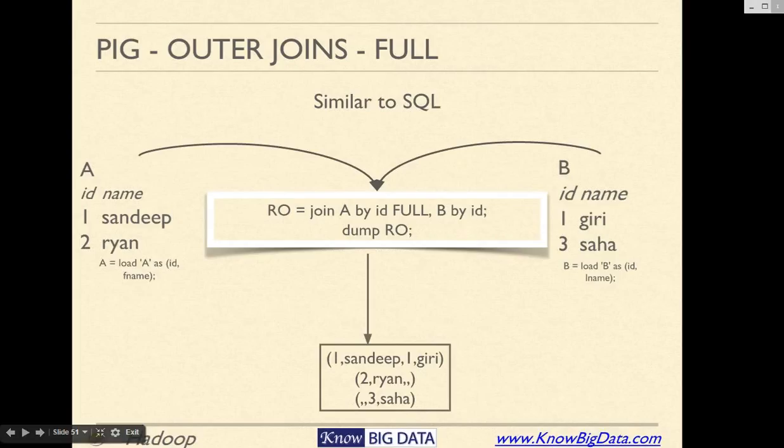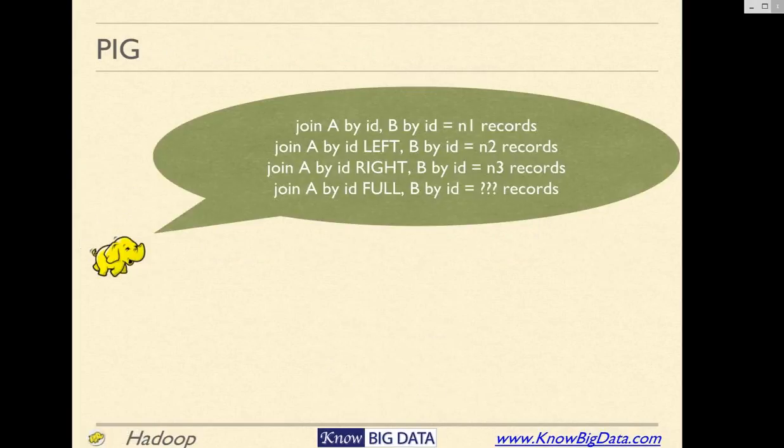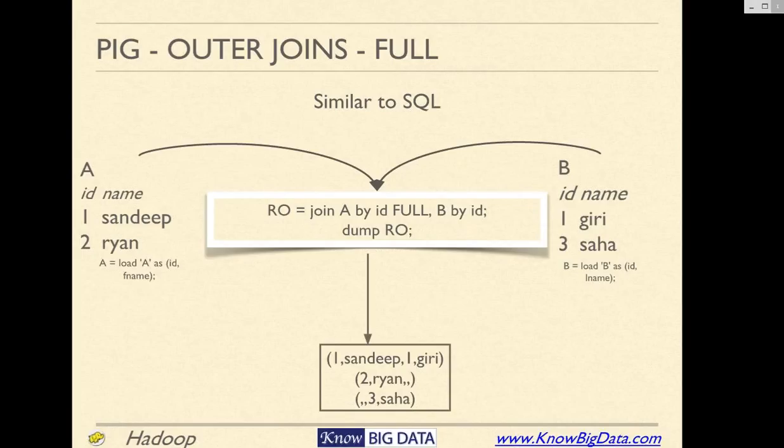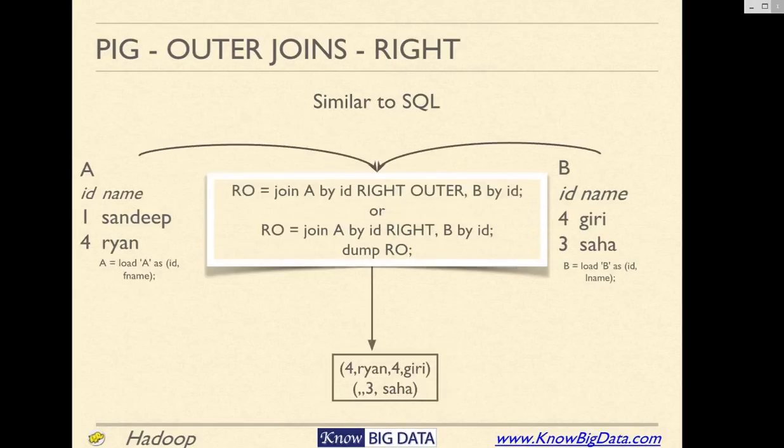Okay. So this is a full outer join. What happens in a full outer join is we do the join. So we get all the common values and we get all the values from the left table and all the values from the right table which do not have a matching value, right? So here we get 1 comma Sandeep, 1 comma Giri because the ID 1 matched. But since this ID 2 did not have a corresponding value in table B, but since it's a full outer join, we're just going to get it, right? So this is a full outer join.